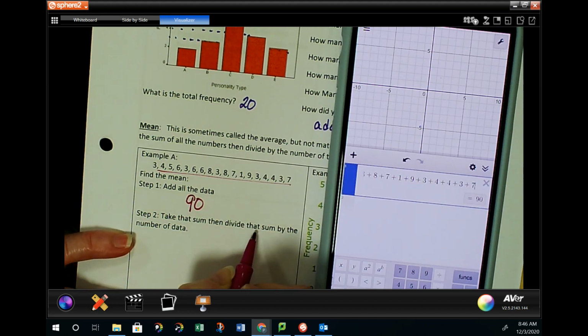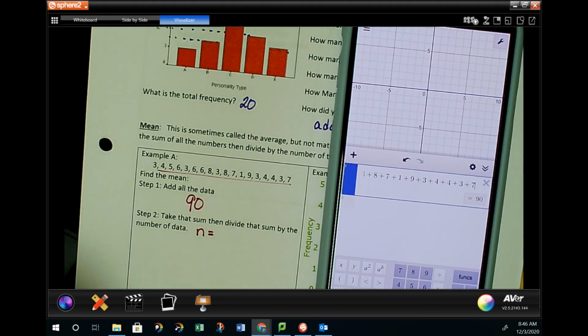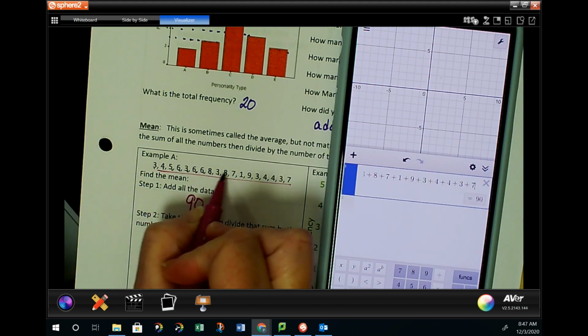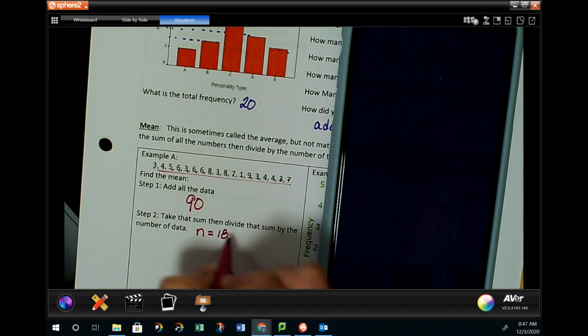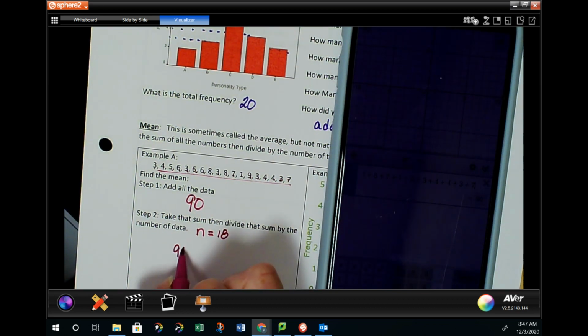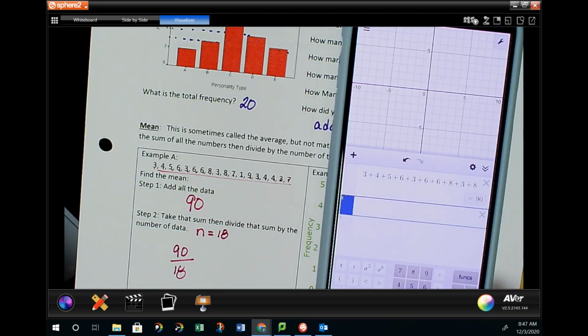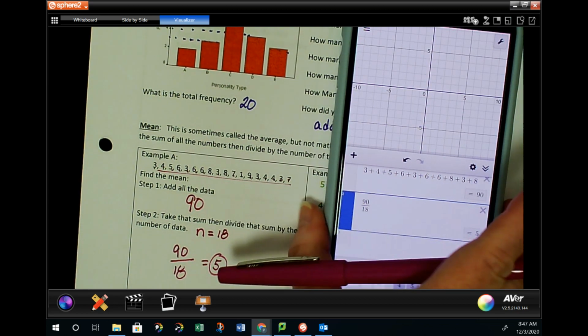Then now you have to take how many numbers there are, and we call that N. That's your sample size. How many different numbers? So we just count 1, 2, 3, 4, 5, 6, 7, 8, 9, 10, 11, 12, 13, 14, 15, 16, 17, 18. So N is 18. That's your sample size. So you're going to divide by N, 18. So now I'm going to go 90, and I'm going to divide that by my 18, my sum divided by 18. And then I got my answer, which is my mean. That happened to be a pretty number. It's not always like that.